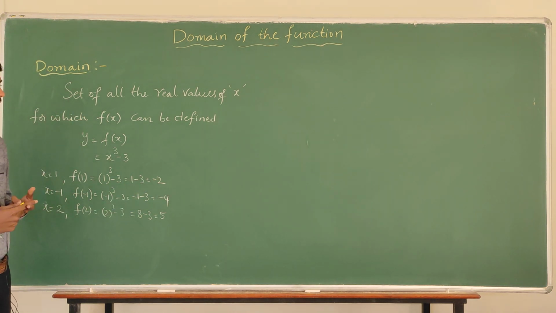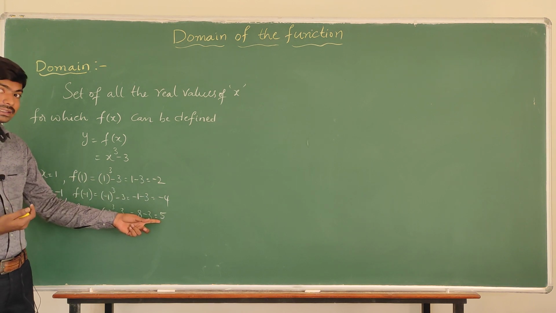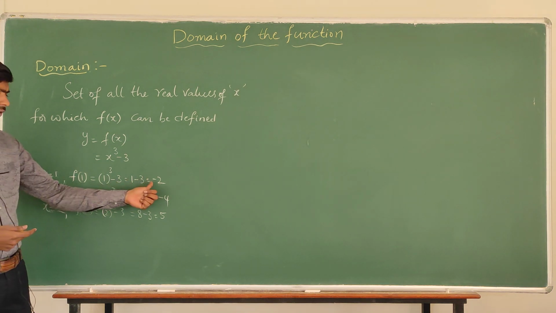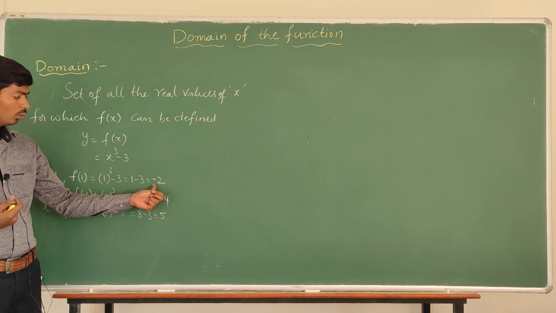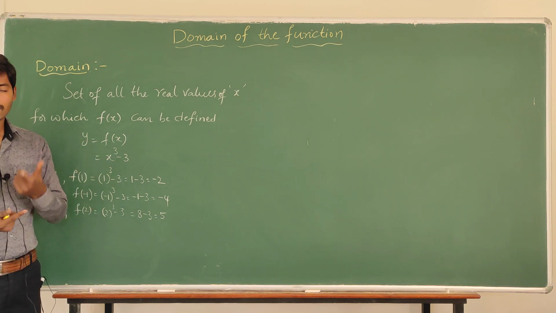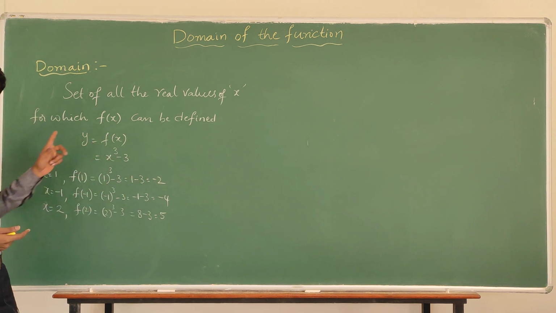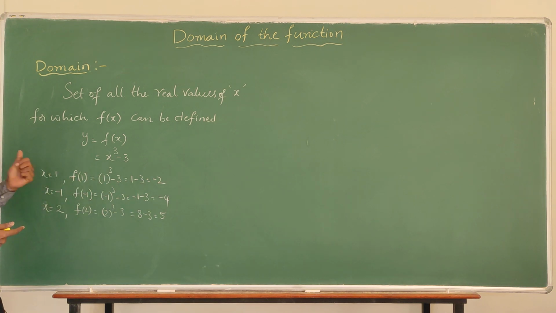So what is meant by defining of a function? After substituting the x value with any real number, if my output or the value of the function is a real number, I can say my function can be defined at that value of x. Here the value of the function is minus 2. Defining means nothing but I am able to express the value of a function, whether it is 2 or minus 2 or 100. So here the value of the function output is a real number for x equal to 1. I can say the function can be defined at x equal to 1.